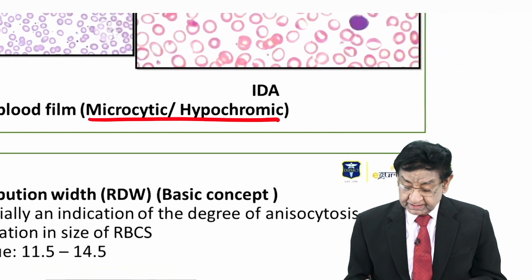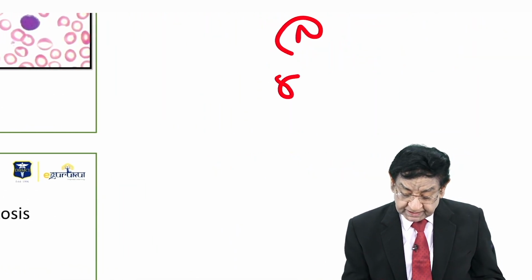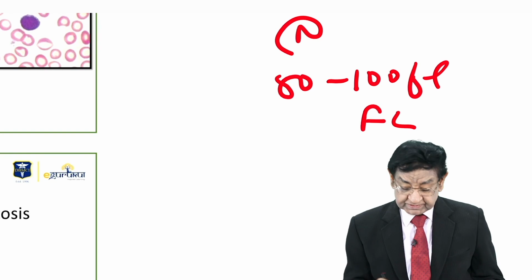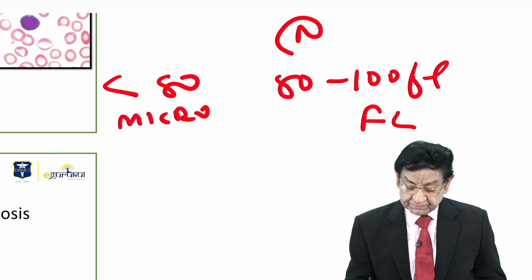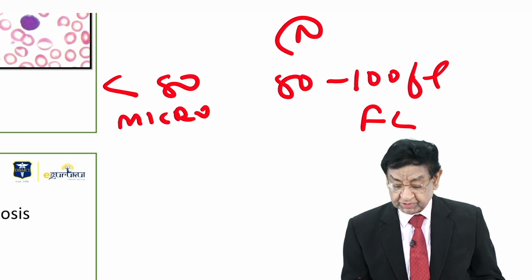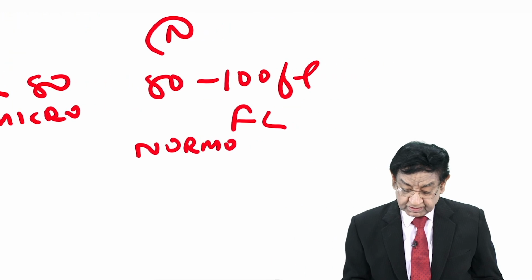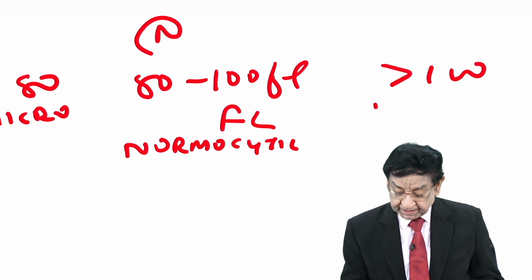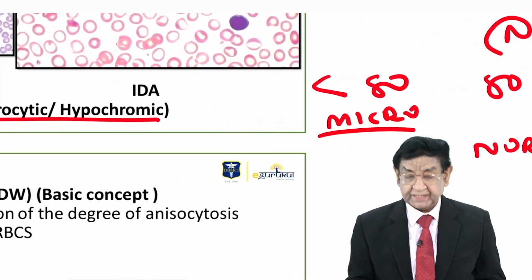In fact, a little bit of basic concept: normal RBC size is 80 to 100 FL. If the size is less than 80, you call it microcytic anemia. If the size of RBC is between 80 and 100, we call it normocytic anemia. And if it is more than 100, we call it macrocytic anemia. So in this case, it is microcytic.